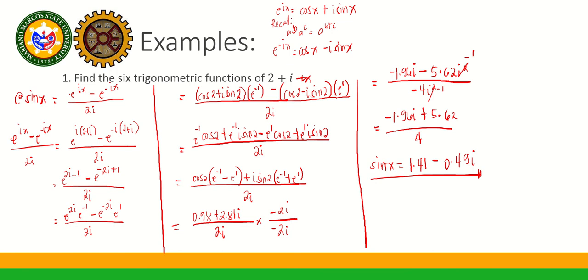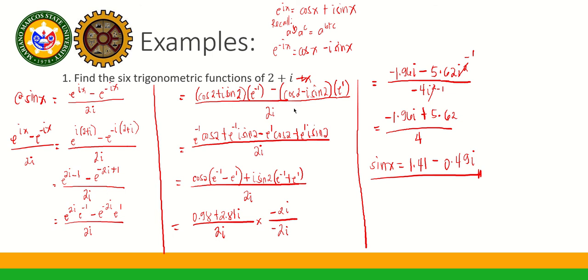If you try that on your calculator, of course, you should be in complex mode and also in radians mode. How to turn your calculator into radians? Shift, mode, 4. Okay? And then just type in our complex number, which is negative 1.96i plus 5.62, over 4. That is equal to 1.41 minus 0.49i. Okay, so this is the value of our complex number in sine x.